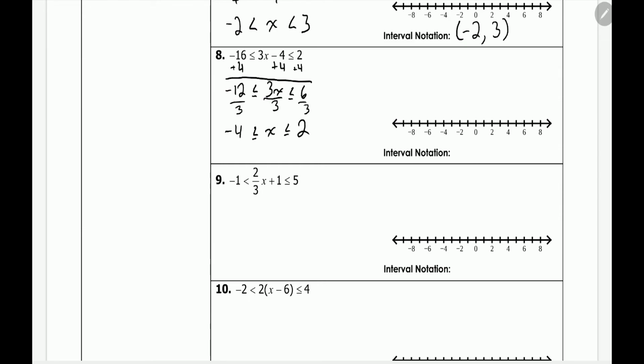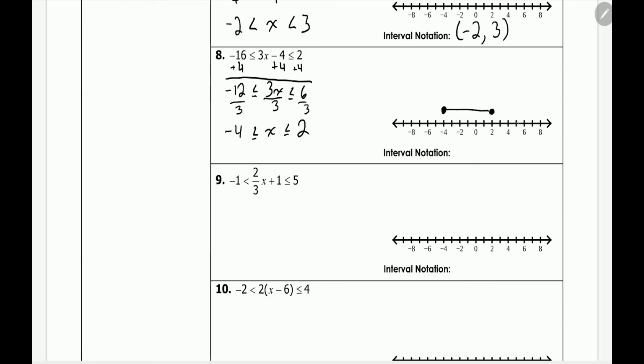Okay, we start at -4. At -4, we have a closed circle because it's a less than or equal to sign. We jump over to 2. We also have a closed circle because it's less than or equal to. And then we draw a line.